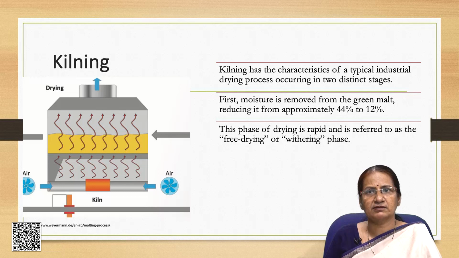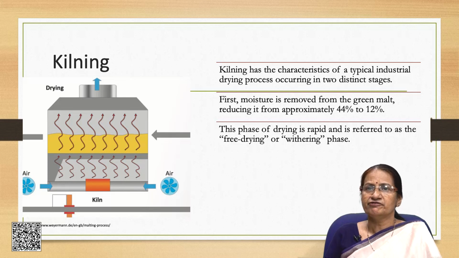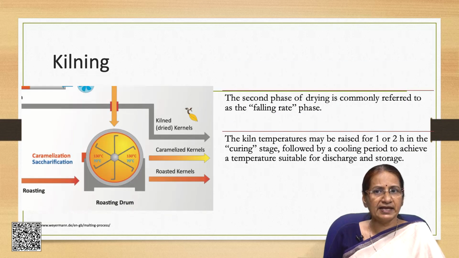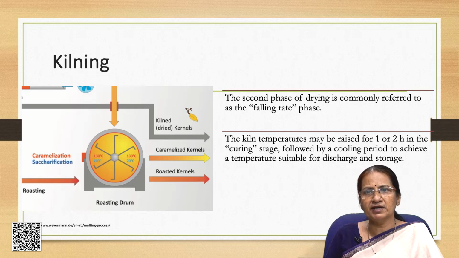Now, kilning has the characteristics of a typical industrial drying process occurring in two distinct stages. First, moisture is removed from the green malt, reducing it from approximately 44 to 12%. This phase of drying is rapid and is referred to as the free drying or withering phase. The second phase of drying, in which the malt is dried from 12 to 4%, occurs in a much slower process which is commonly referred to as the falling rate phase.